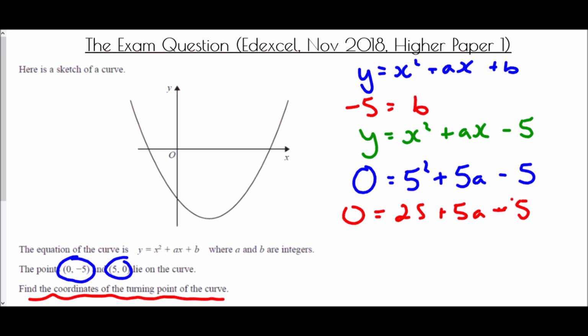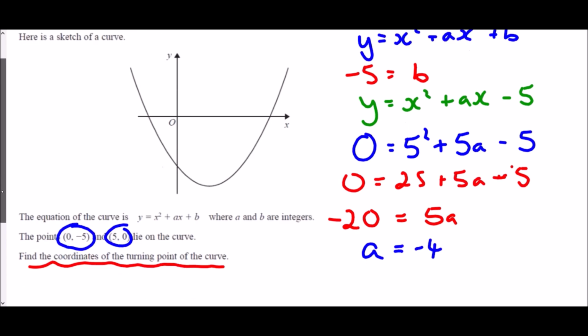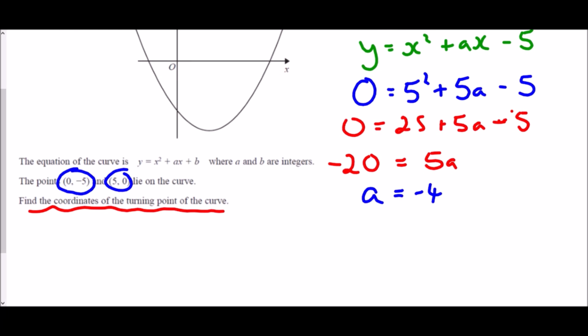And so 25 take away 5 is 20. And so I'll subtract that from both sides. It leaves me with 5a. And so negative 20 equals 5a. So we divide by 5. So a equals negative 4. And so what that tells me is the equation of the curve must have been y equals x squared take away 4x take away 5. And so that is the equation.